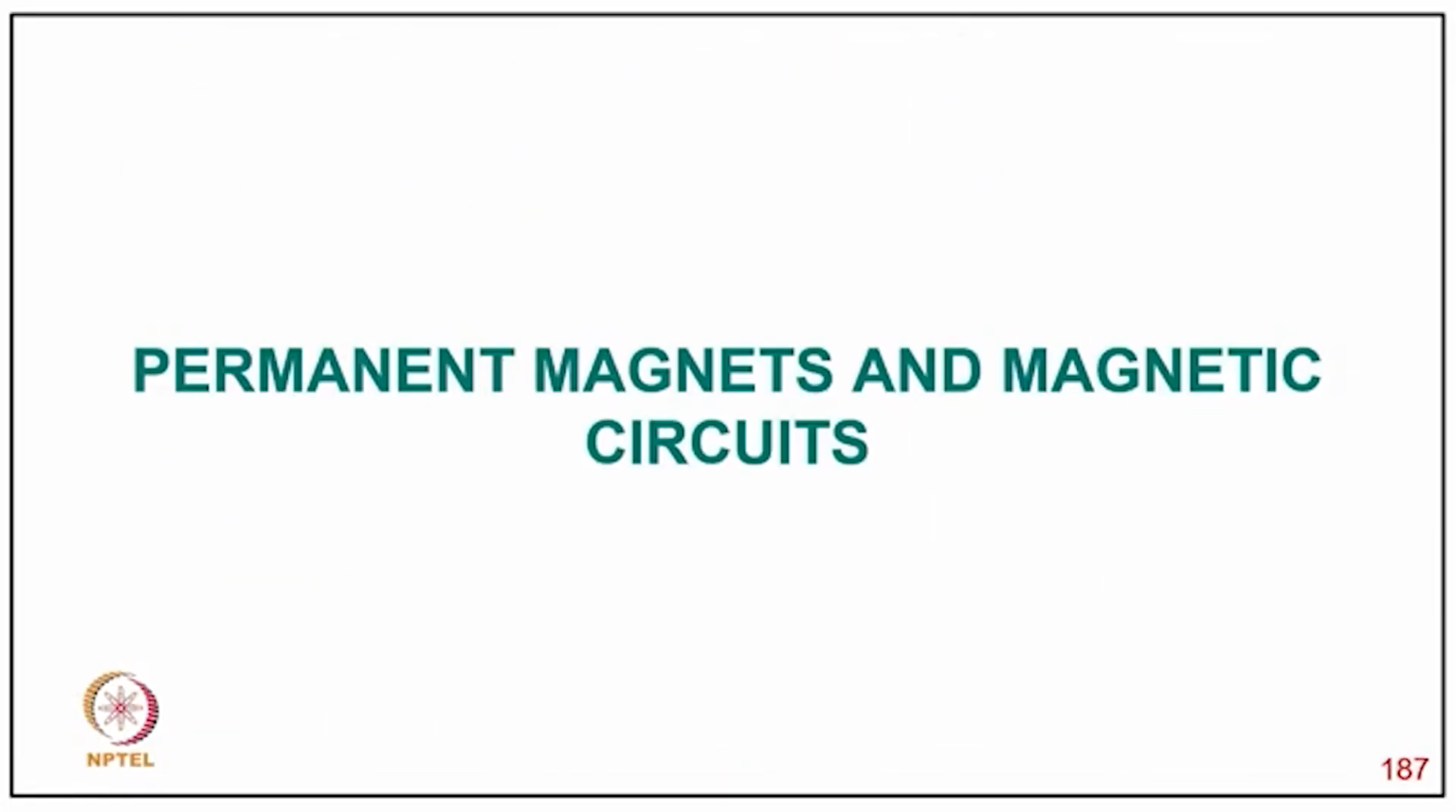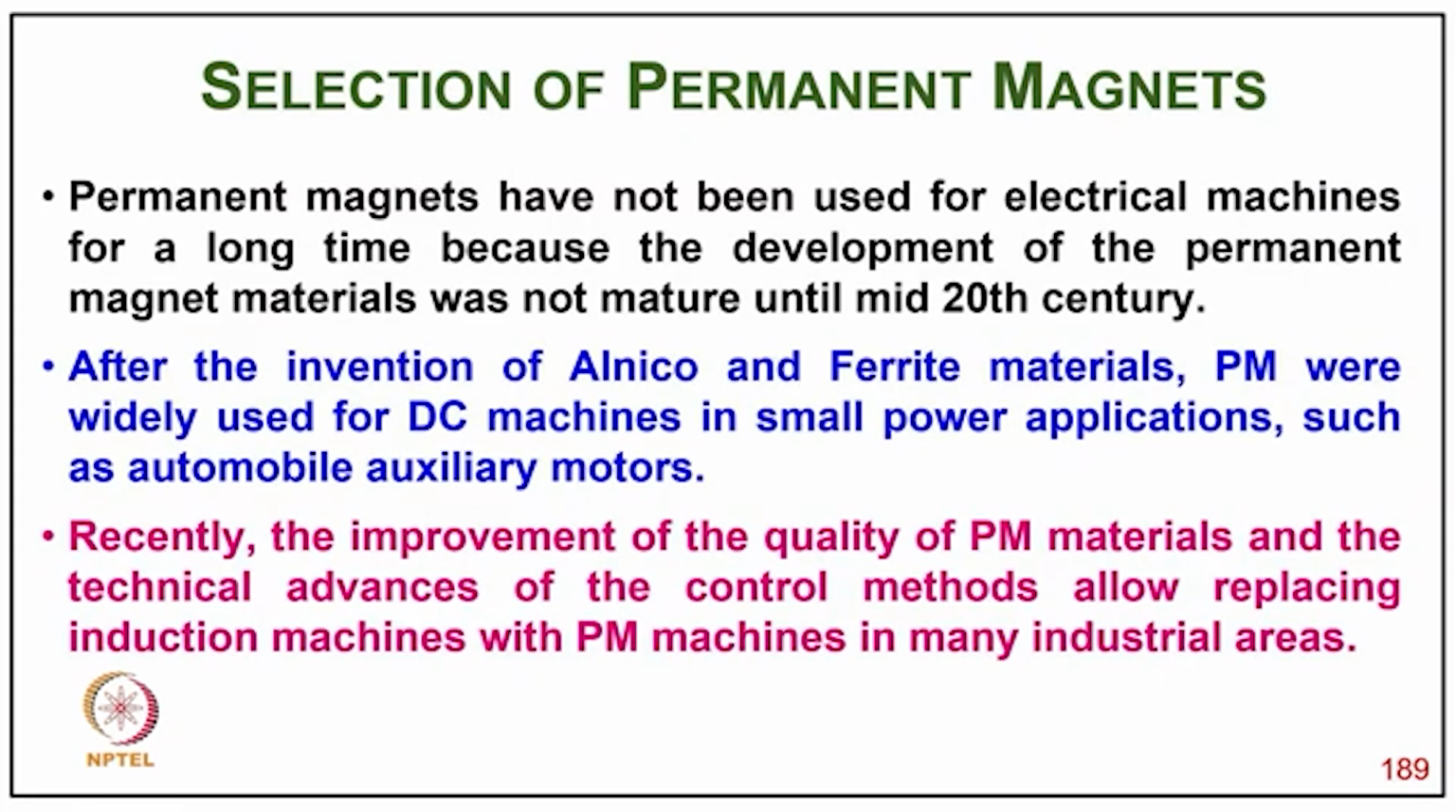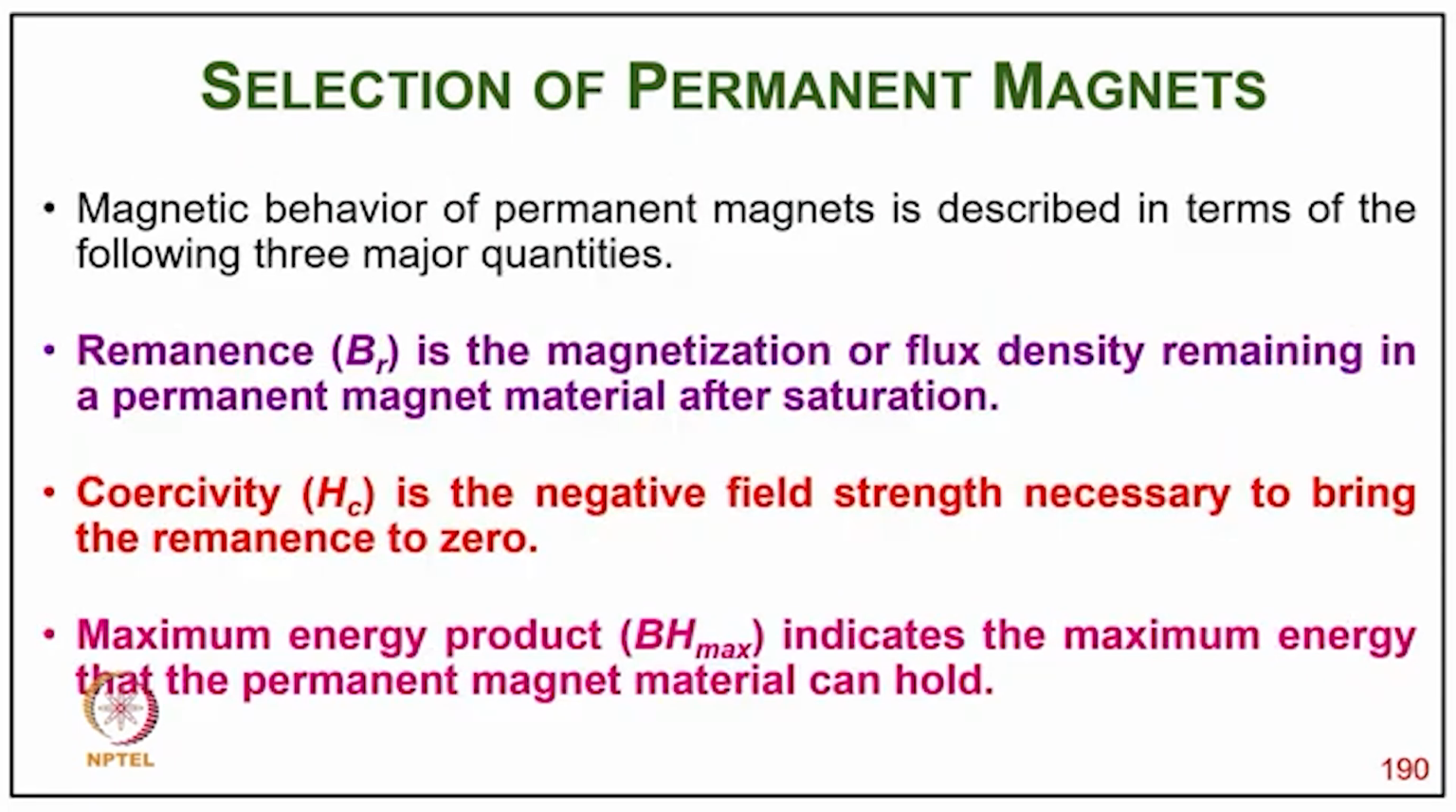Now coming to permanent magnets and the magnetic circuit. Typically the selection of permanent magnets, as you can see, is either a surface mounted motor or an interior buried magnet. Permanent magnets had not matured until the middle of the 20th century. After the invention of alnico and ferrite magnets, they were used in DC machines in smaller power applications such as automobile auxiliary motors. Recently, the improvement in quality of permanent magnet material and the technical advances of control methods are replacing induction machines with permanent magnet machines in many industrial areas.